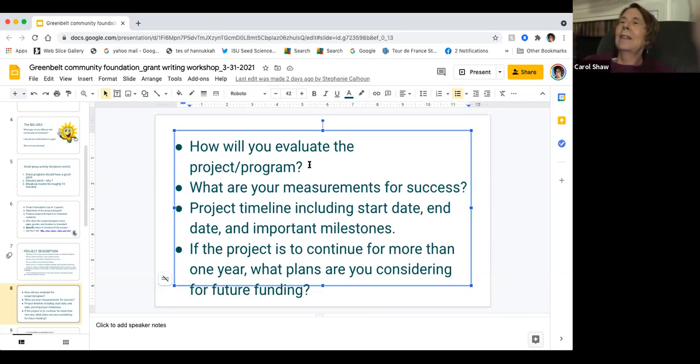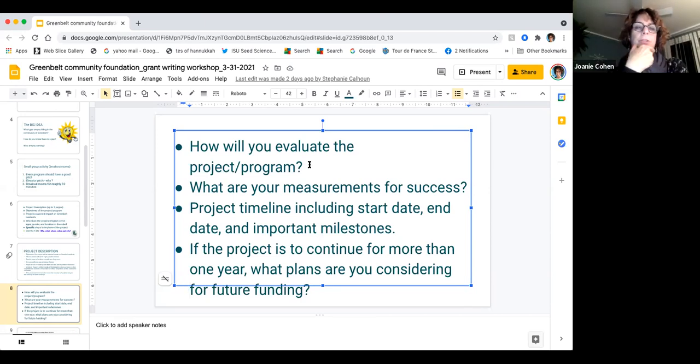Good. And I just want to talk on the two bullets on the top, we've already gone over the last two. How will you evaluate the project and program? So after it ends, what's your intention of checking that it went the way you thought it would? Are you going to do an evaluation with the participants? Are you going to do some sort of ongoing assessment halfway through to make sure you don't need to pivot or change something that you're doing?